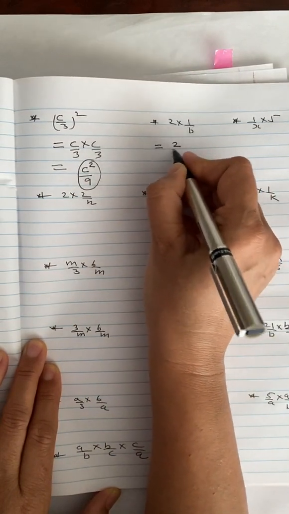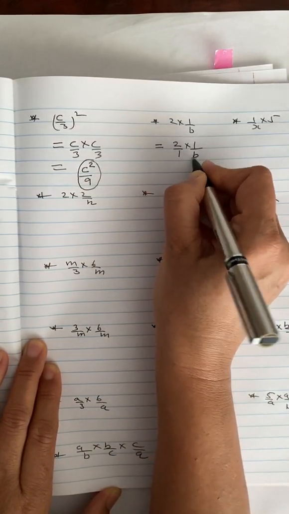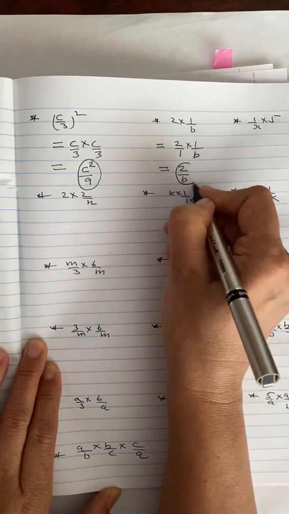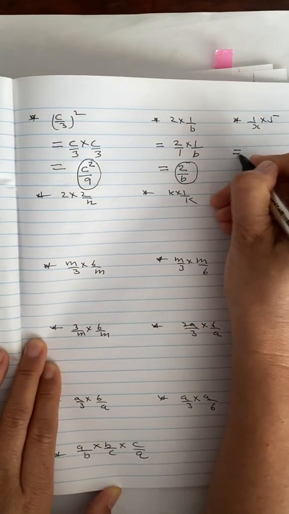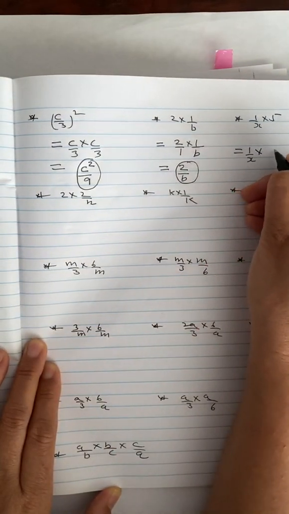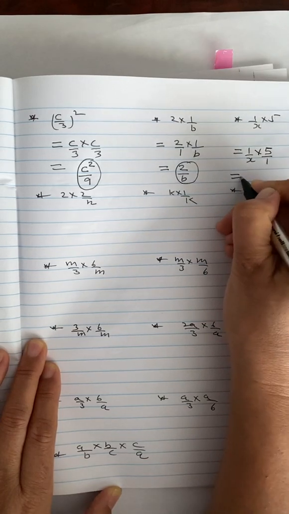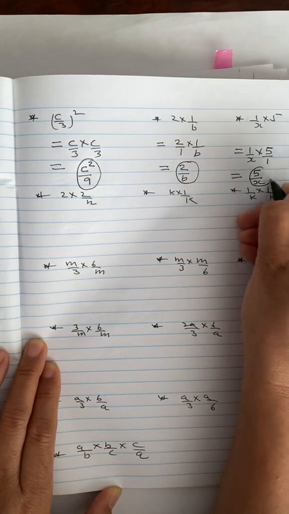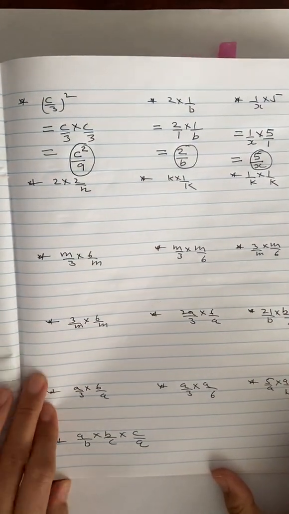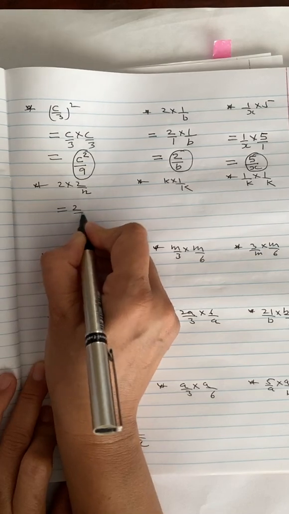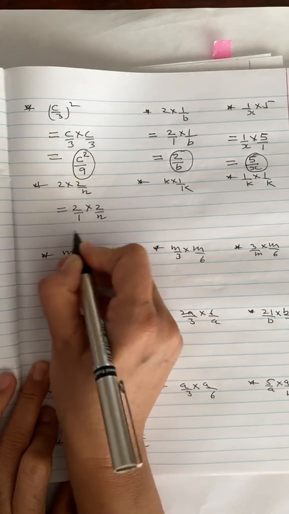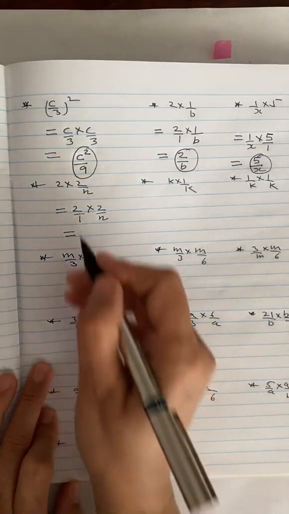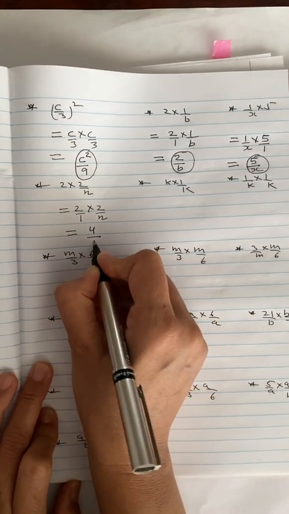This one, 2 divided by 1 multiplied by 1 divided by B. Again, there is nothing common, so 2 divided by B is your final answer here. This one is 1 over x multiplied by 5 divided by 1. Again, nothing is common, so 1 times 5 is 5, x times 1 is x, so 5 over x. Now this one is 2 divided by 1 multiplied by 2 over n. Again, there is nothing common which I can cancel out. So 2 times 2 is 4, 1 times n is n.